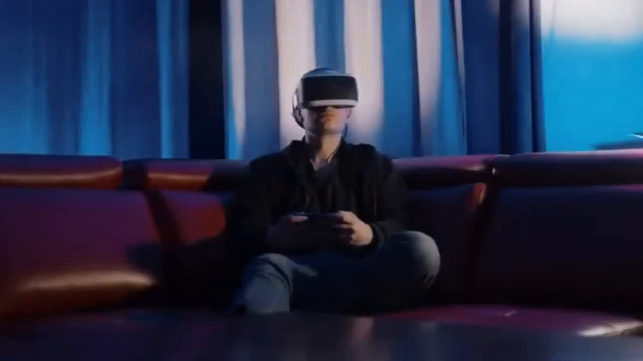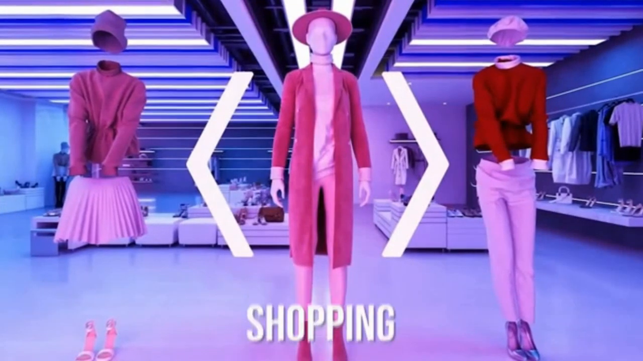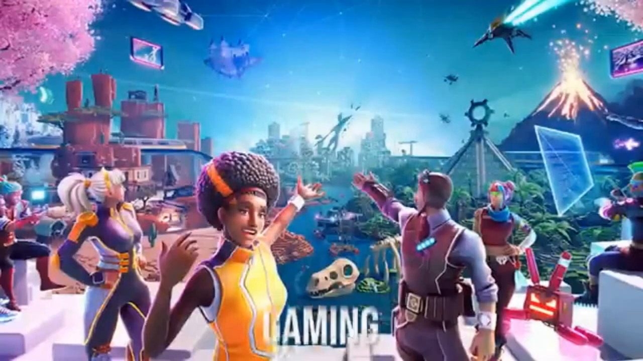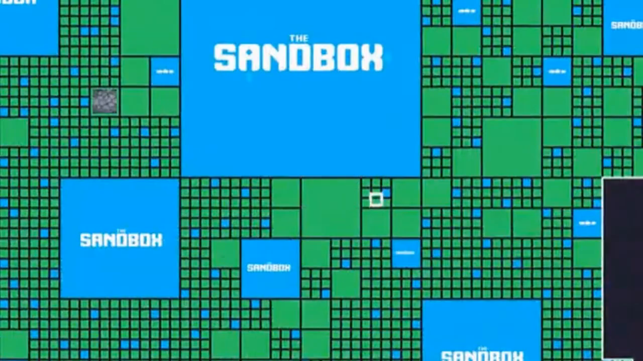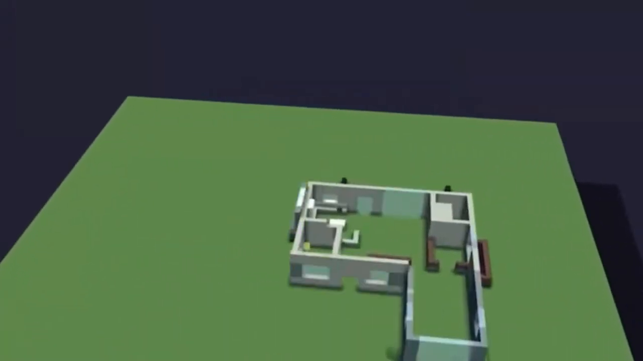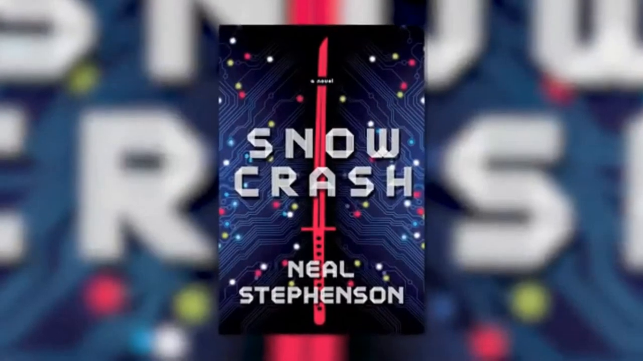In a metaverse, you'll be able to be inside all your online experiences like shopping, meeting friends and family, gaming, attending concerts or events, and even engaging in digital real estate itself. This idea about the metaverse has been around for quite a while, or at least since Neil Stephenson coined the term metaverse in his 1992 novel Snow Crash.